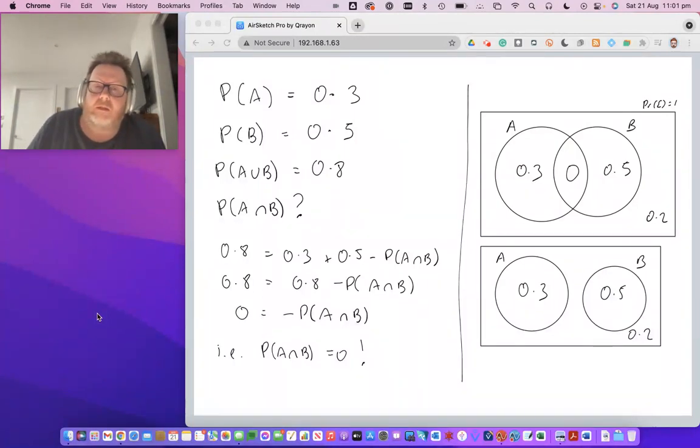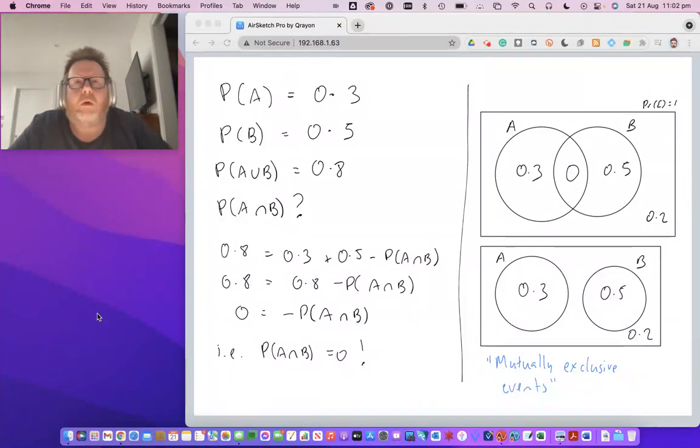When you have two events where the probability of A intersect B is 0, we call them mutually exclusive events, and I'll put that underneath. Mutually exclusive events. It means there's no possibility that both events can occur at the same time.